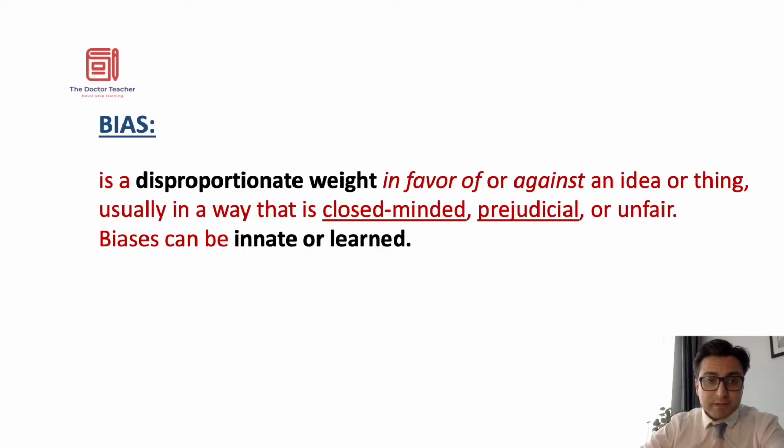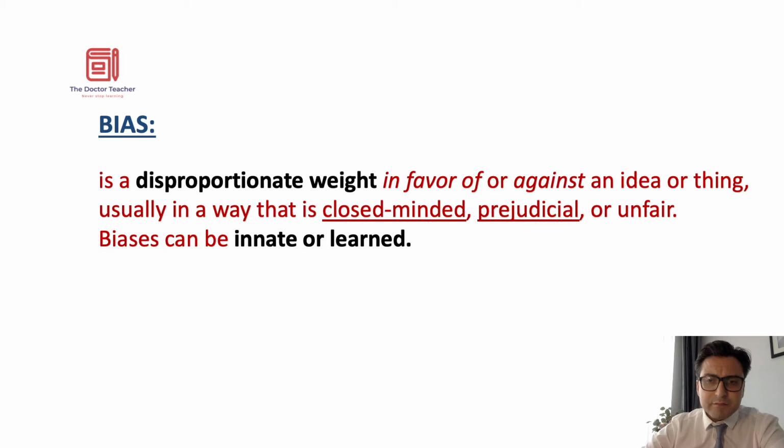So before we continue, what is a bias? Let's see the definition here. A bias is a disproportionate weight in favor of or against an idea or a thing, usually in a way that is close-minded, prejudicial, or unfair. And an important fact to point out is that biases can be innate or learned. So that is very confronting, that bias can occur consciously but also unconsciously, because the latter can mean that you might have bias without knowing it.